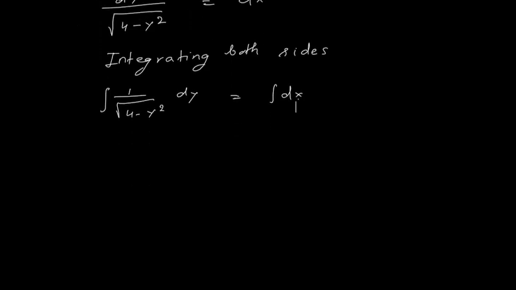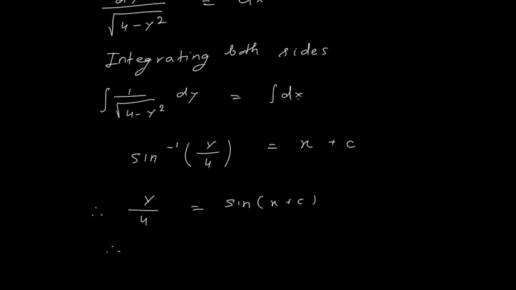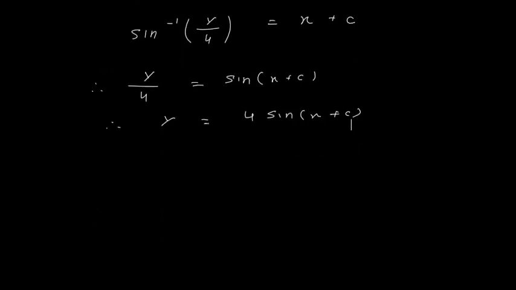Now the integration of 1 upon root of a square minus x square dx is what? It is sin inverse x upon a. So this becomes sin inverse y upon 4 on the left, and here it becomes x plus some constant c. So I can simplify this further. I can say that y divided by 4 is equal to, moving the sin inverse to the other side, sin of x plus c. Therefore y is equal to 4 times sin of x plus c, which is the general solution.